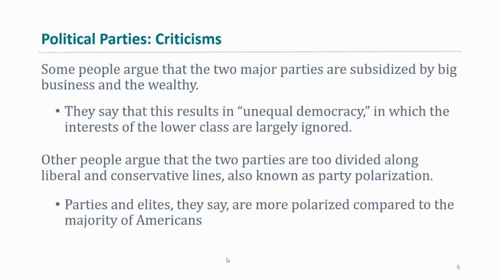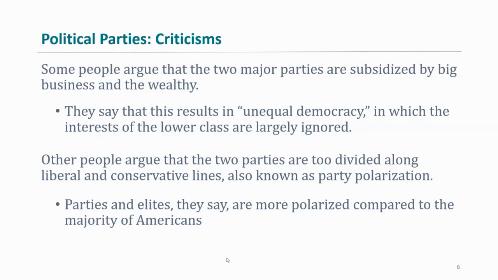And then other people also argue that the two parties are too divided along liberal and conservative lines, known as party polarization. Party polarization is something that we definitely will talk about a little bit more in the chapter. It is very important, especially in more recent times. Parties and elites, they say, are more polarized compared to the majority of Americans. There is research that backs this up, that the political parties are becoming more polarized. What this means is that the Republicans are becoming more conservative and the Democrats are becoming more liberal, right?